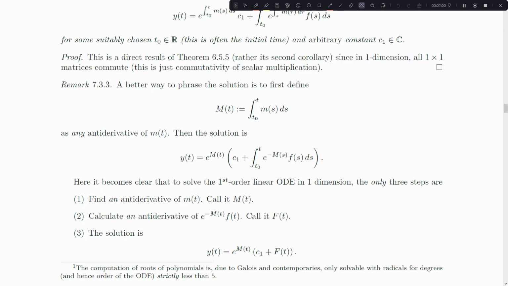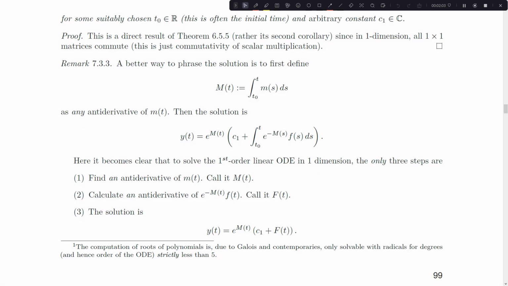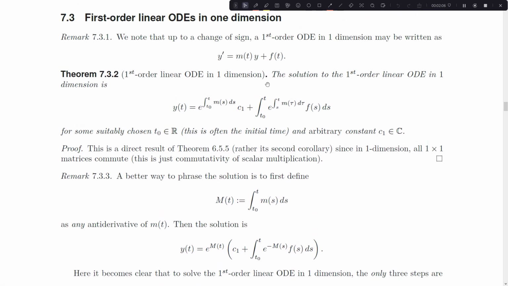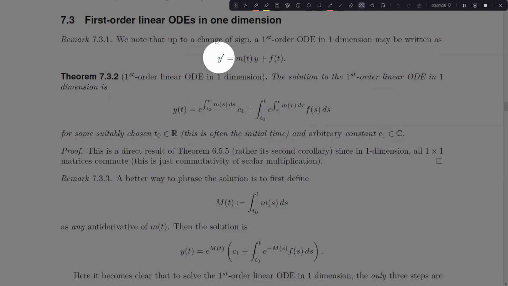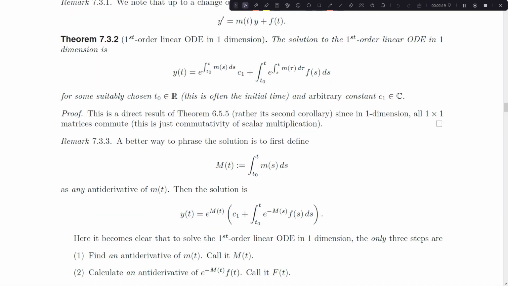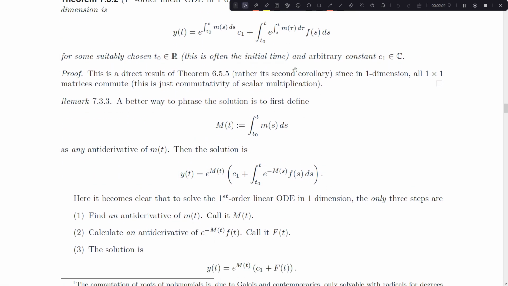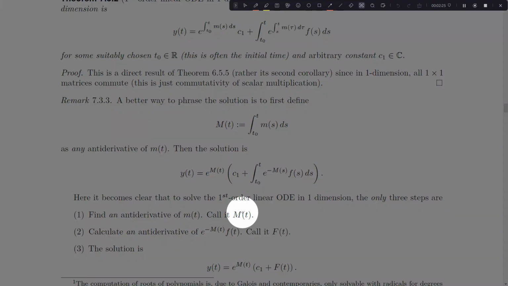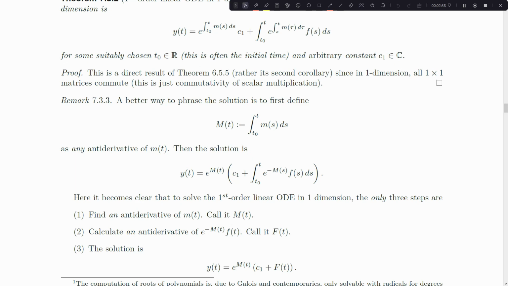So there you go. So what are the steps to solve a first order linear ODE in one dimension? Well, I guess maybe I should have mentioned this right away. The first step is make sure that y prime is all by itself on the left hand side. Everything else is pushed to the right hand side. So you divide by its coefficients, you make sure everything else is on the right hand side. But from that point onwards, you find an antiderivative of m, lowercase m, you just call it capital M. You calculate an antiderivative of e to the minus M times f, call that capital F, and then you get your solution. So it's like 3 steps, and there's your solution.